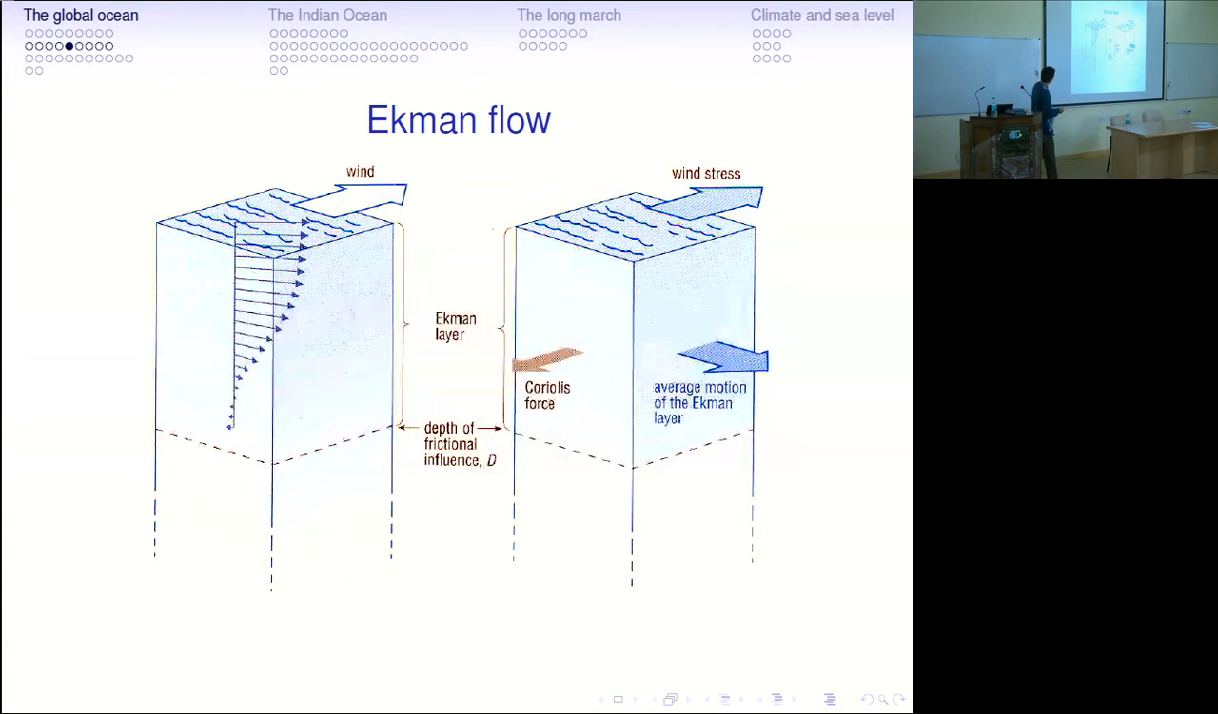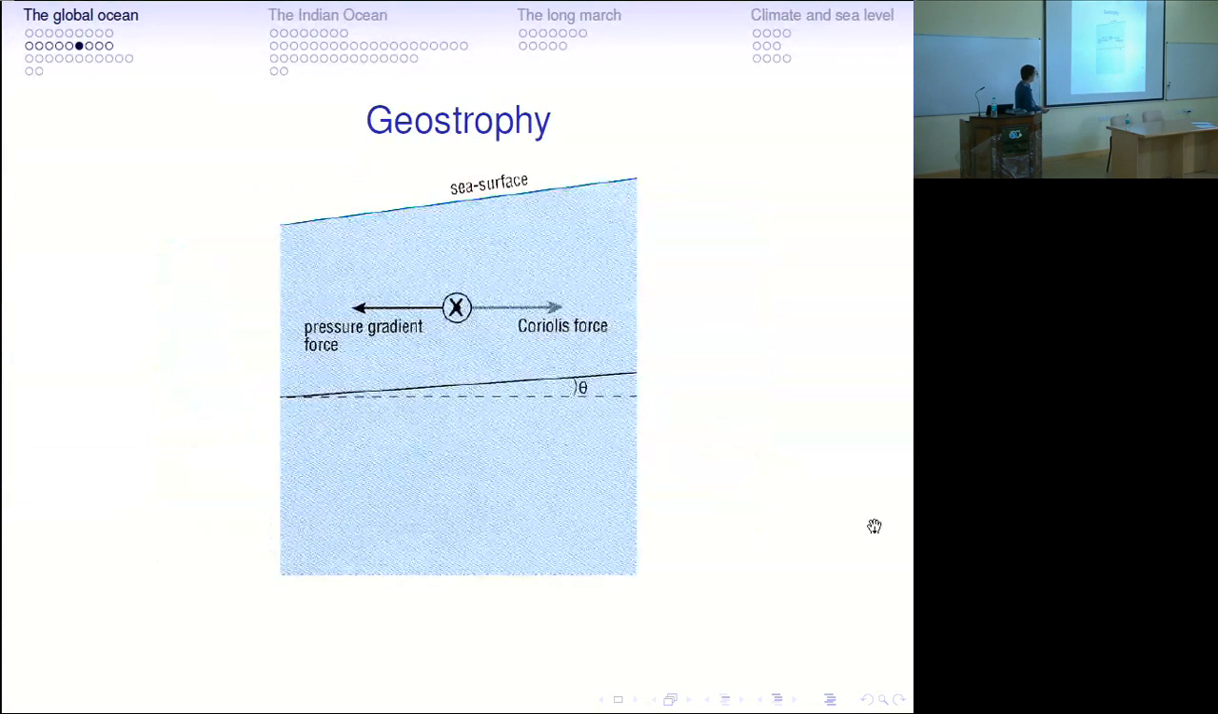Okay? So this is one remarkable difference. If I pull a sheet on the surface in the laboratory, the flow is in the same direction. In the ocean, it's at right angles. The other one is quite justified.